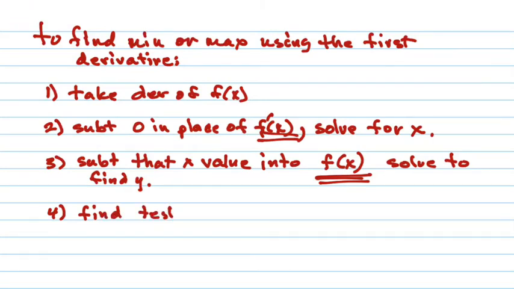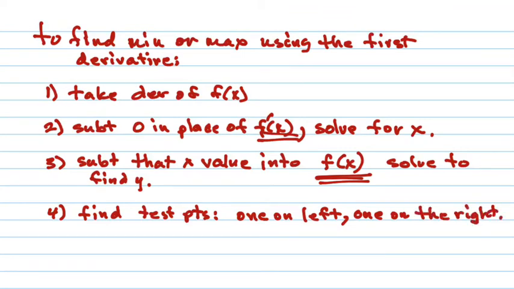Then find test points. One on the left, one on the right. Okay? So we'll know our value, and most books also tell you to just draw a line on the axis of symmetry, right? Which is always the x value, no matter what kind of function you have, so that you can see which one's the right or the left. But they just mean right or left of the turning point, right?